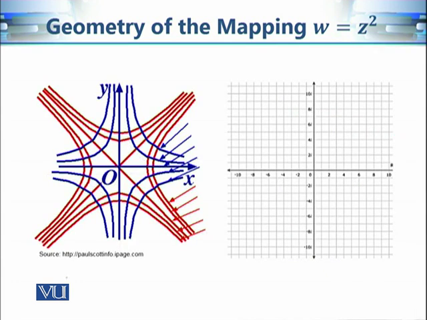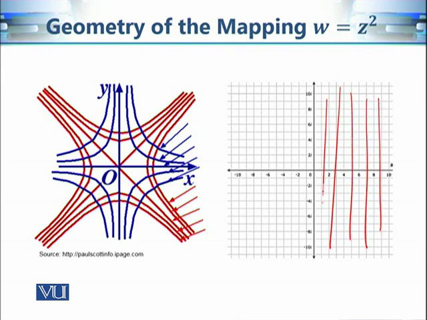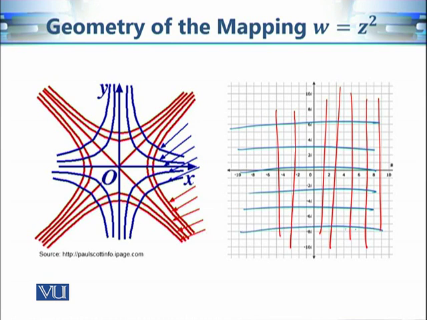Okay, so in general, if we have these hyperbolas, then these red lines, remember, will be mapped onto these vertical lines, and these blue lines will be mapped onto horizontal lines. So this is the effect of applying this mapping z square onto these hyperbolas.